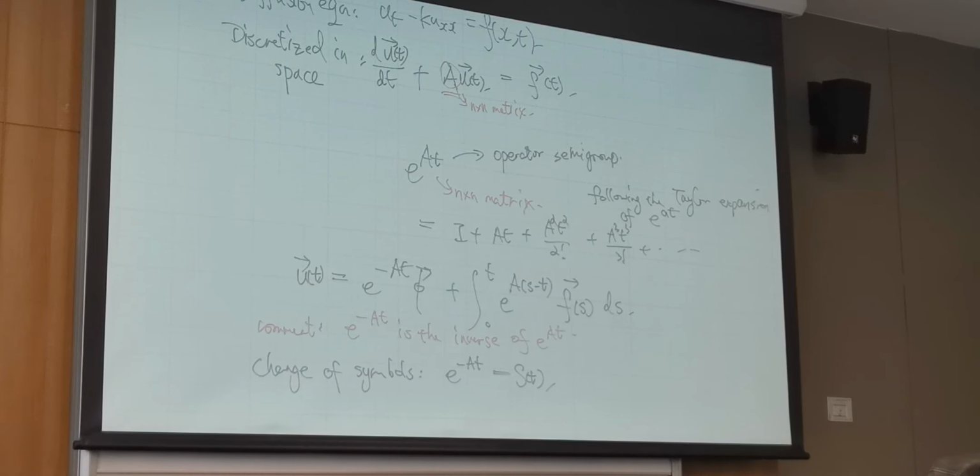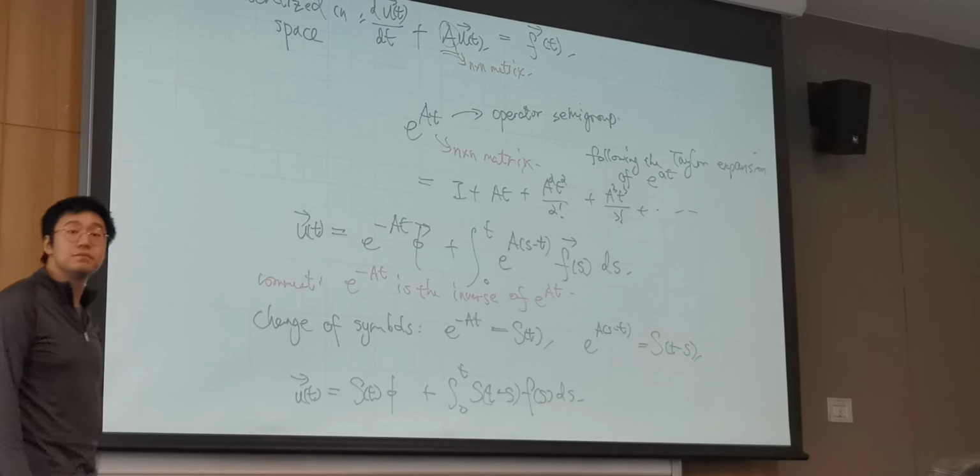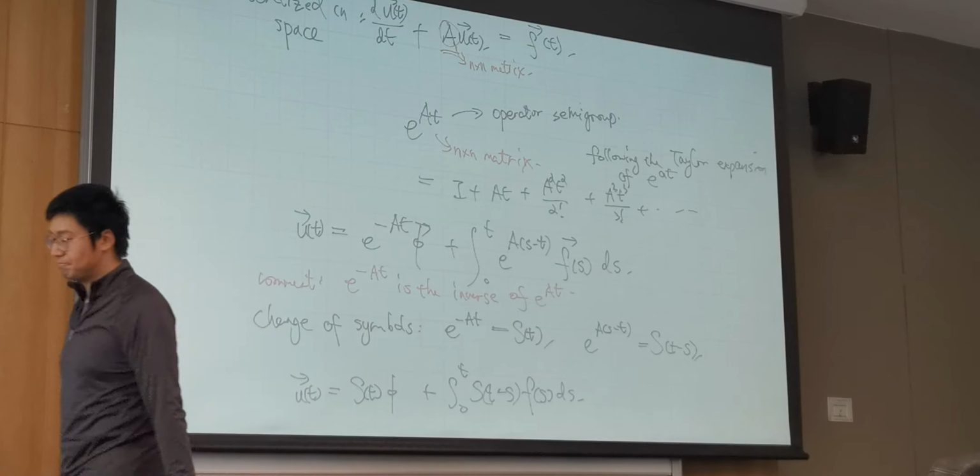And therefore, the e^{A(t-s)} can be written as something like S(t-s). So that's okay. Then I will be able to write the solution u(t) again into S(t) phi, and then plus the integration from 0 to t, S(t-s) f(s) ds. So that's good? Every step is good for now?